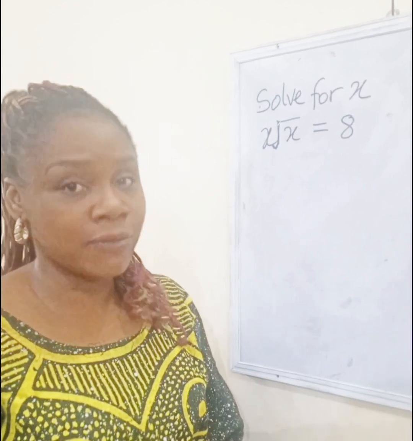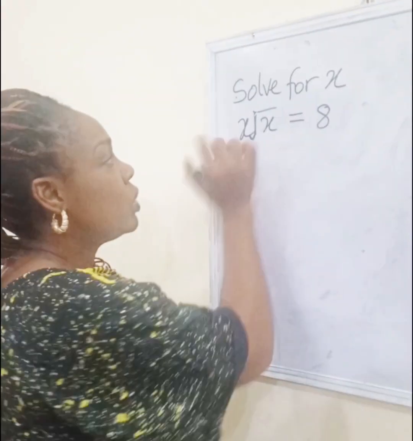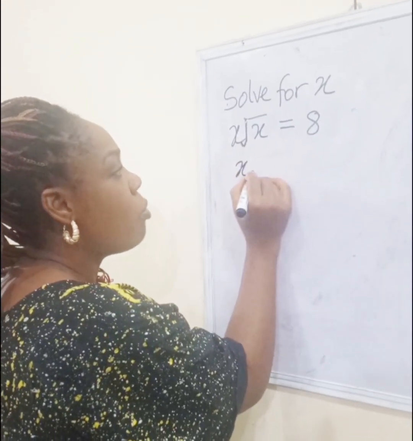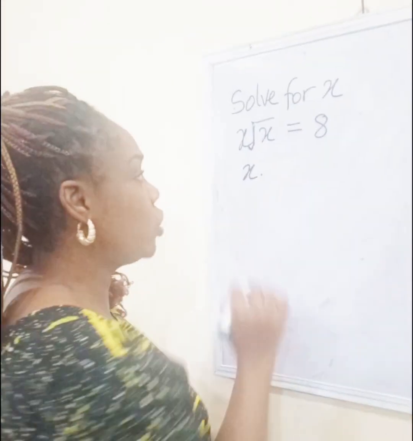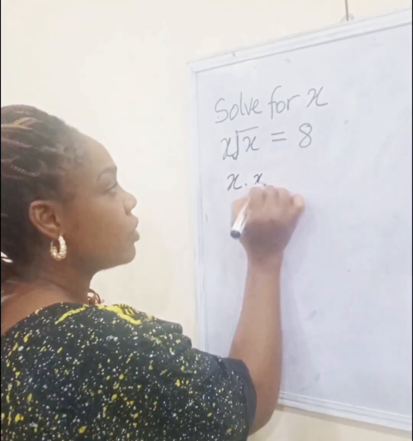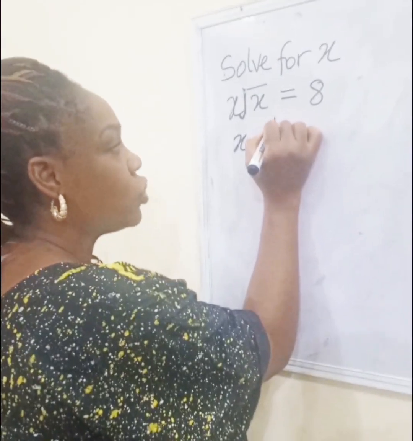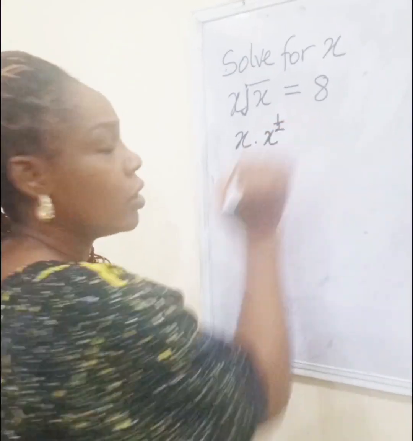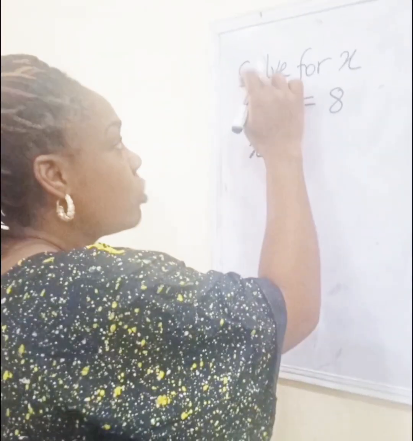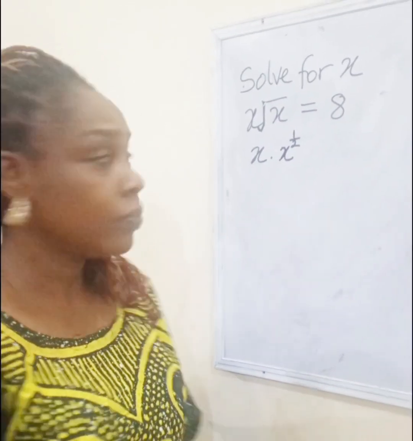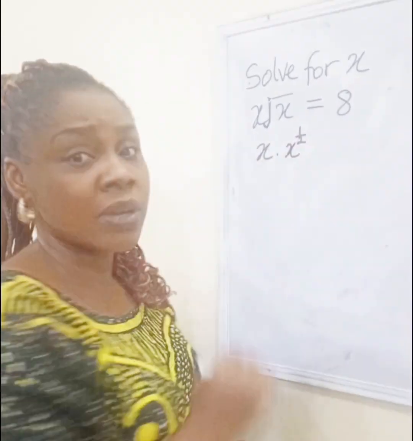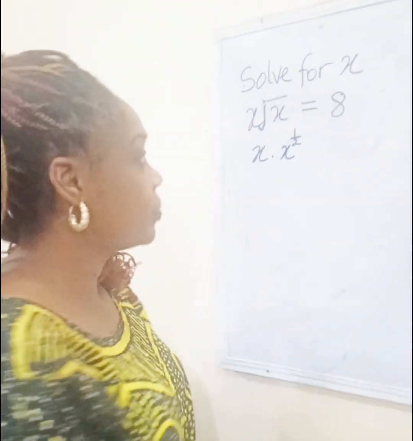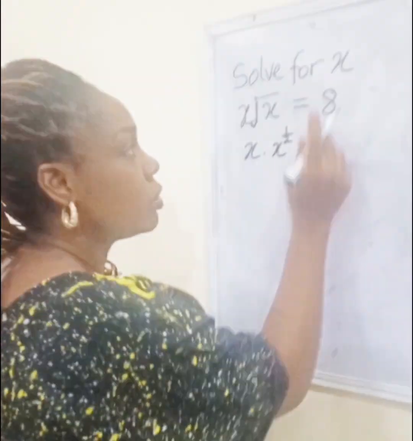An index form. So this will now be x multiplied by, for us to remove this root sign, what do we write down? x, and raise it to the power of half. We have gotten rid of the root sign and we have replaced it with the power of half. Okay, is equal to 8.